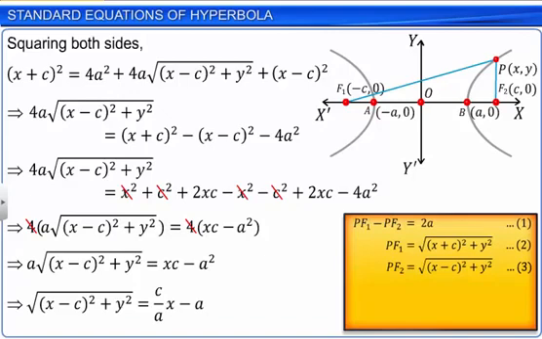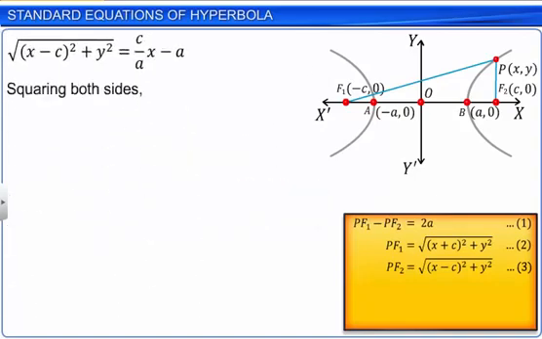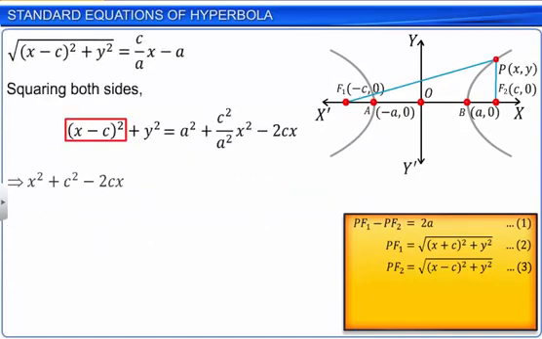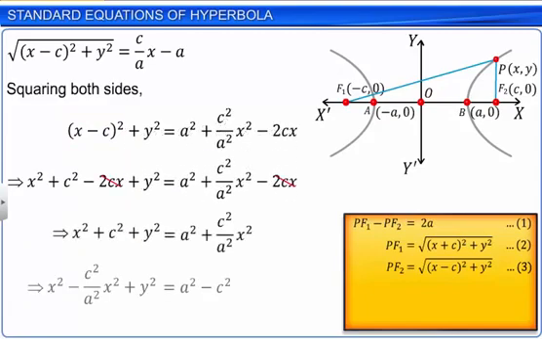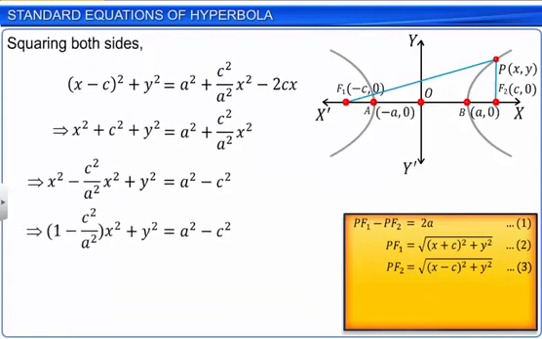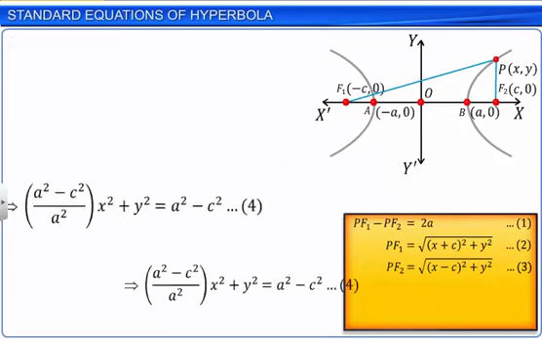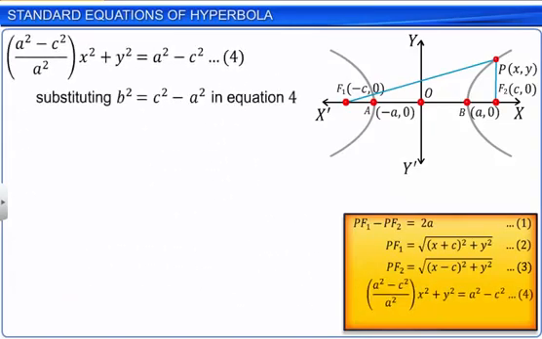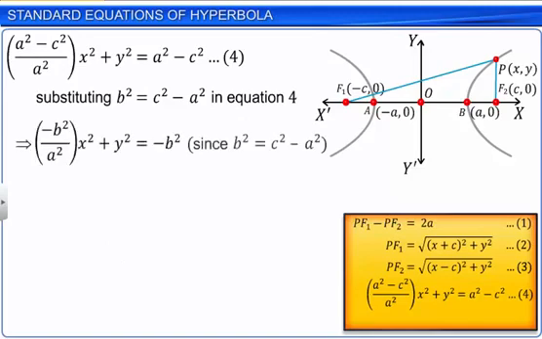Squaring both sides again and simplifying further, we get equation 4. Substituting the value of a square minus c square as minus b square in equation 4, and simplifying further, we get x squared upon a square minus y squared upon b square is equal to 1.